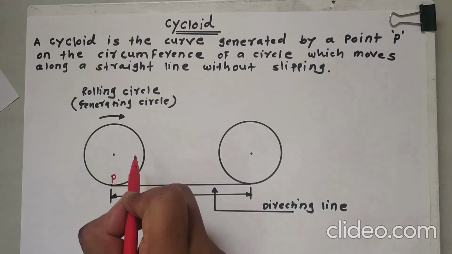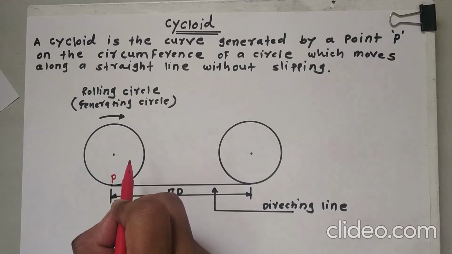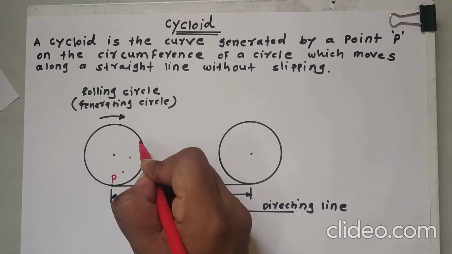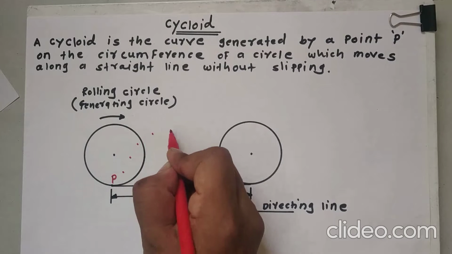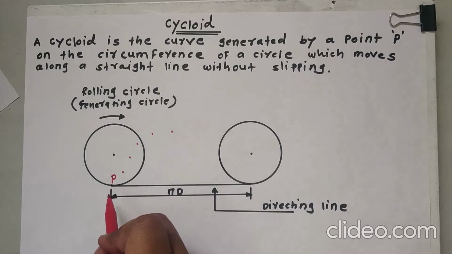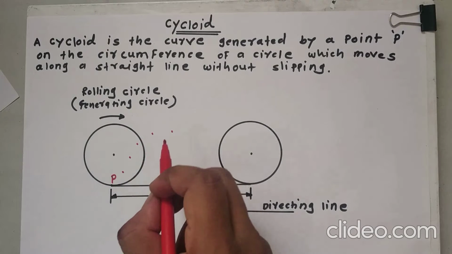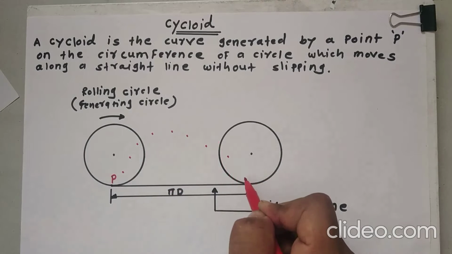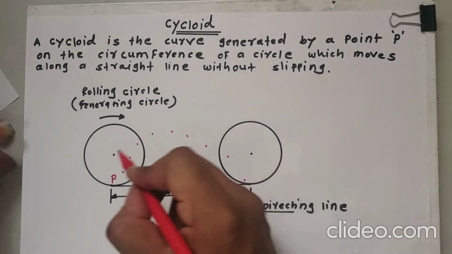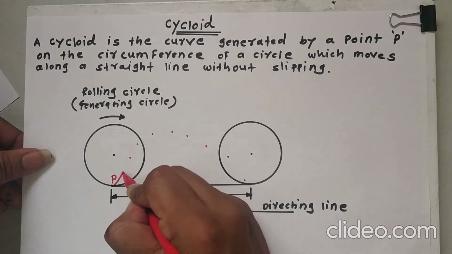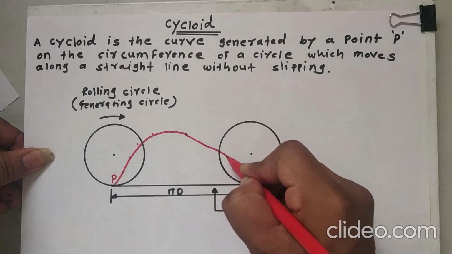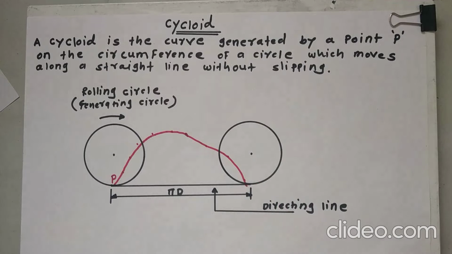When this rolling circle moves one revolution in clockwise direction, this point P also starts moving like this. In the first half revolution, this point P gains certain height, and in the second half revolution, this point P loses its height. Now we need to connect all these points. So this curve is called a cycloid.